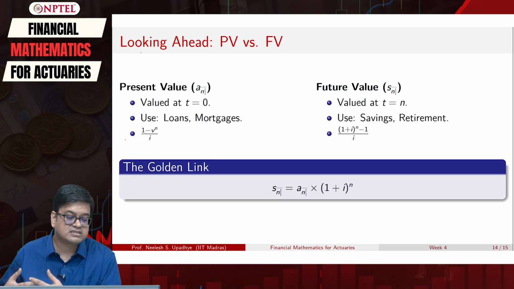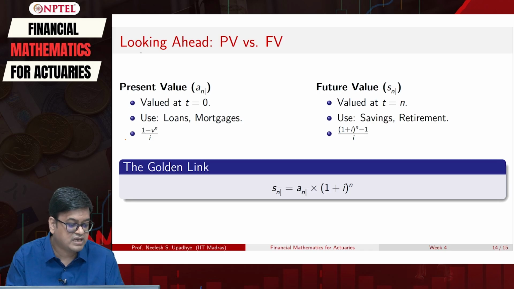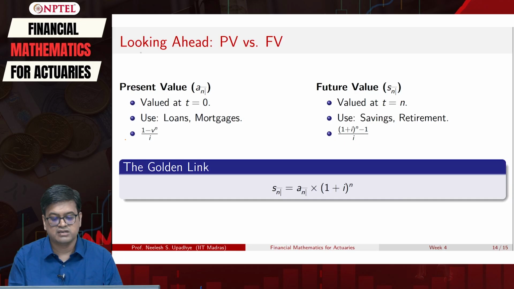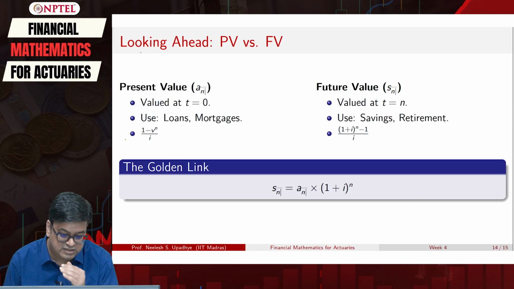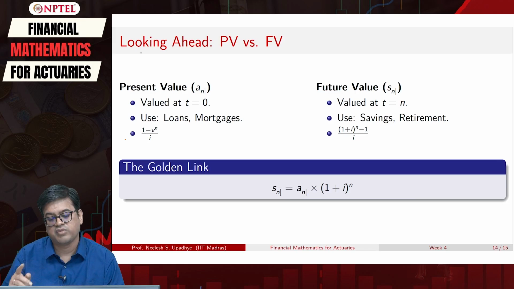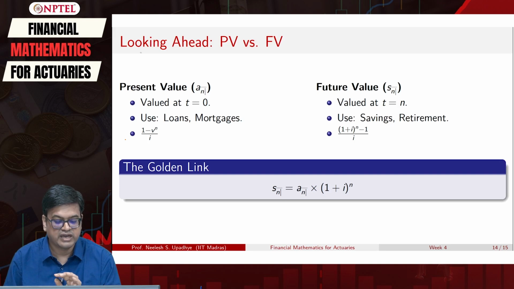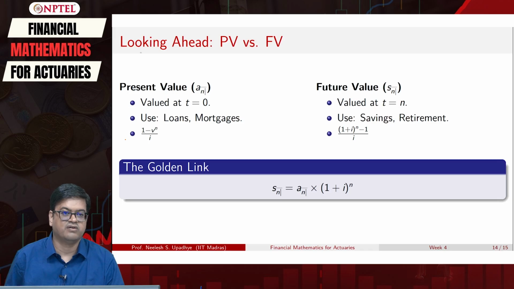In these cases, what are the formulas that will help us? a-n is 1 minus v raised to n, upon i. The future value, which we showed you in a glimpse, is (1 plus i) raised to n minus 1, upon i. And the golden link between these two is that your future value s-n equals a-n times the interest accrued over n periods, so (1 plus i) raised to n.